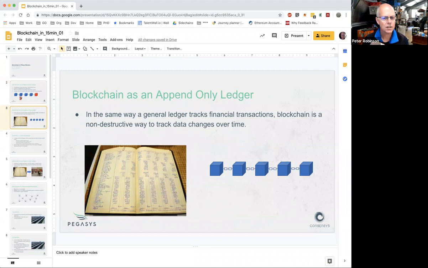And so you can think of the blockchain as a general ledger. It's similar to how you used to track financial transactions in a big ledger book like the one here. And you never cross out anything in the middle. You only ever write things at the end.